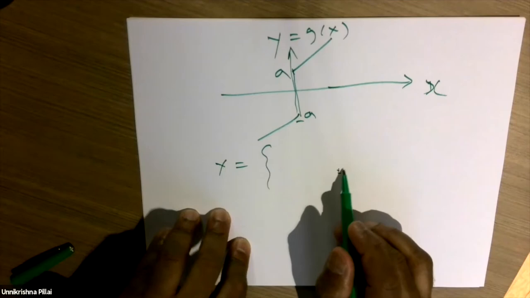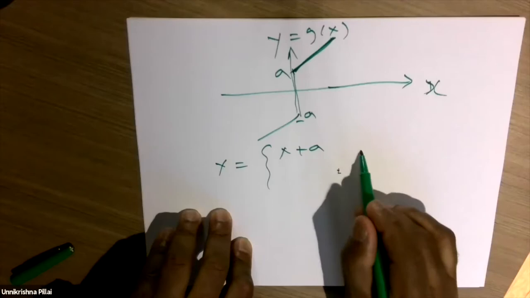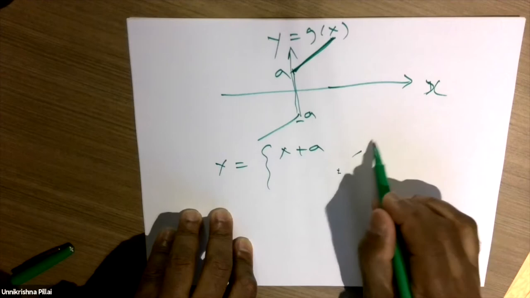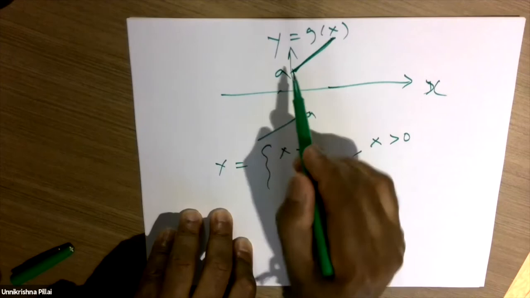So anybody, what is this line? What is the equation of that line? X plus a? What is it when x is positive, right? When x is greater than a, I guess. No, look here. When x is positive, y is x plus a, isn't it?